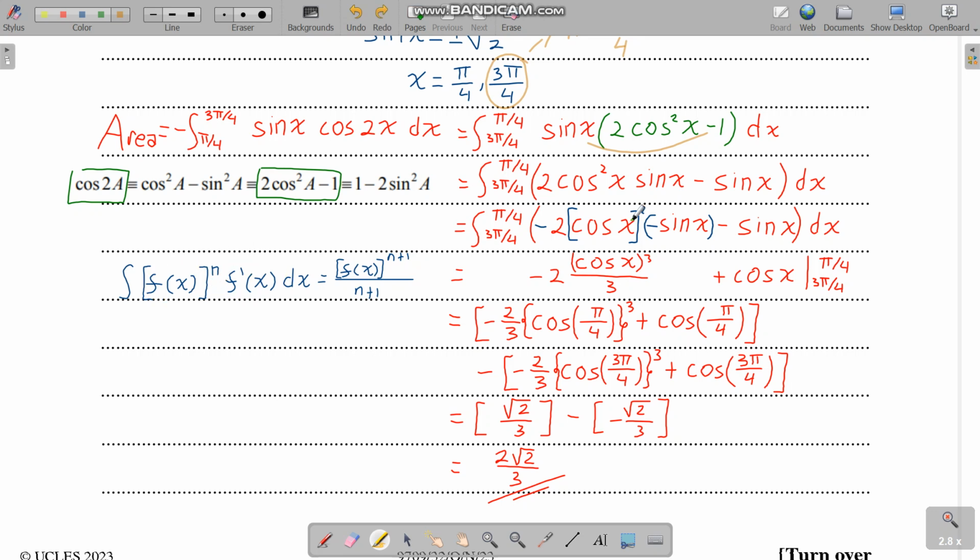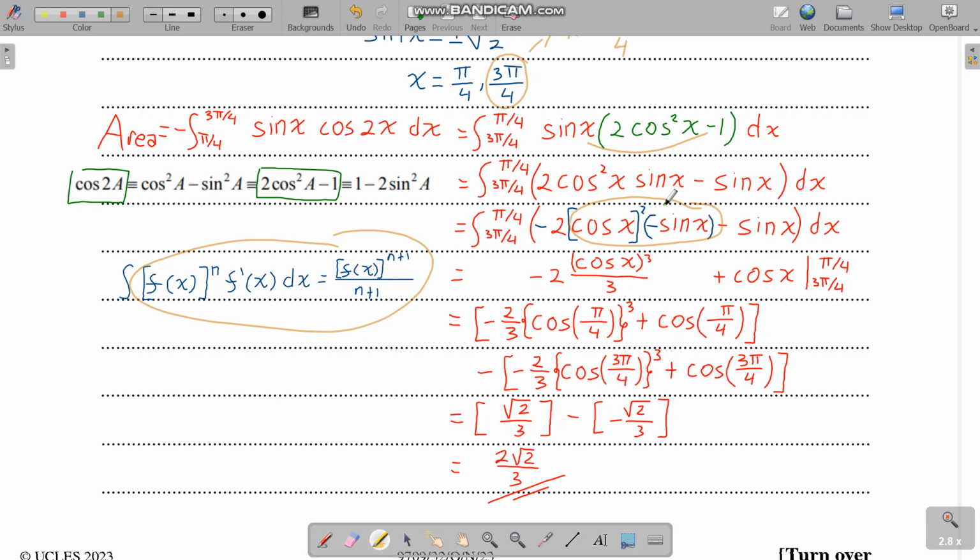In this case, just to make it clear, for the cos squared x, let's write it down as cos x, squared. So the f of x, the base, is cos, and if you look at the MF19, the derivative of cos is minus sine. Since there is no minus here, we can just multiply by minus and multiply by minus again, so we're not changing anything. But now this minus sine x is the derivative of the base, so we can use this rule for this part.